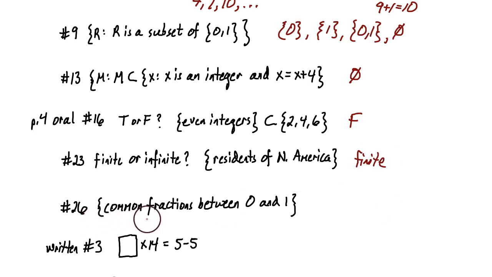Number 26, the common fractions between 0 and 1. This is infinite because there are an infinite number of fractions that you can create that are between 0 and 1. Just a few of them would be 1/2, 1/3, 1/4, 1/5, 1/6, and so on. All of these fractions exist somewhere between 0 and 1.